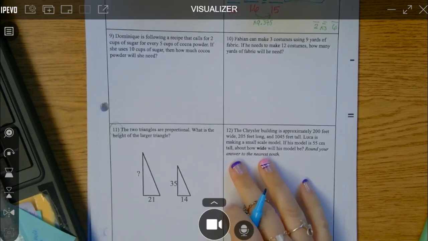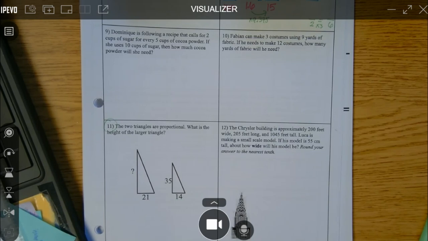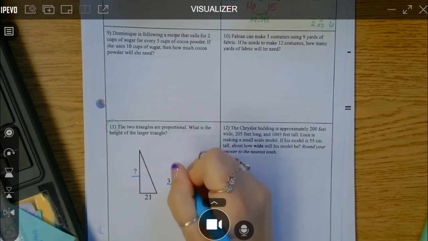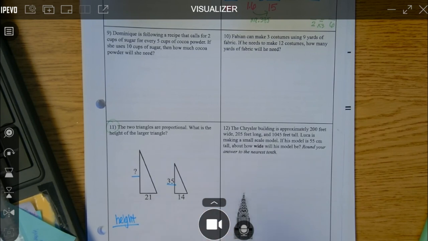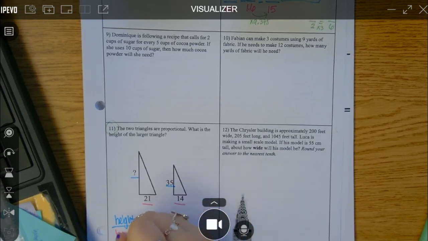Let's go ahead and take a look at this bottom one down here, number 11. You try it yourself first. Now that you unpaused it and you're back with us, I'm going to do the height. So that's this. This is the height and this is the height. I'm going to do the height to the base length, this.